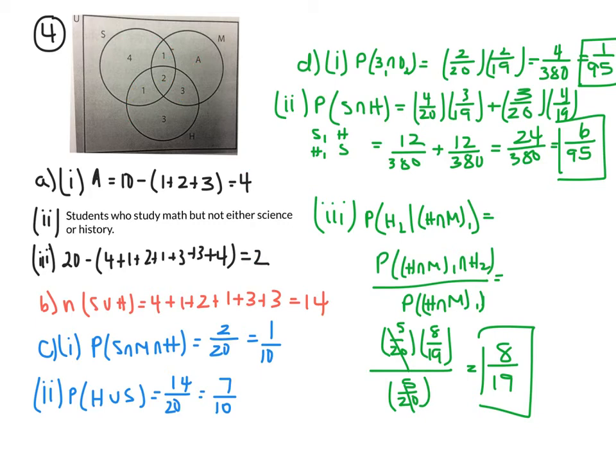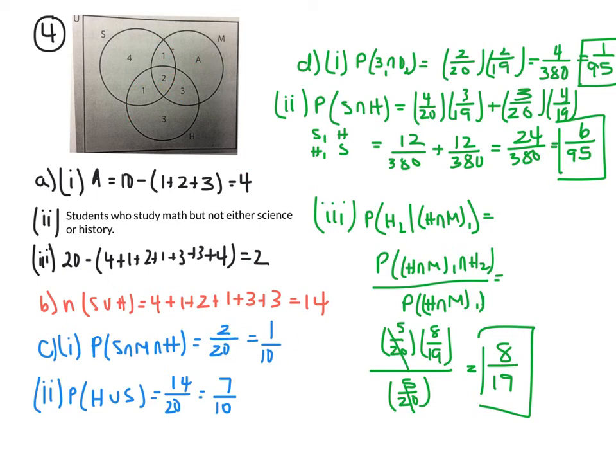Part C, number 1 wants the probability, if you're picking 2 students out of a hat, what's the probability that the student takes all 3 subjects? So there's 2 students that take all 3 subjects out of 20 total students. So you end up with 2 out of 20 or 1 out of 10.